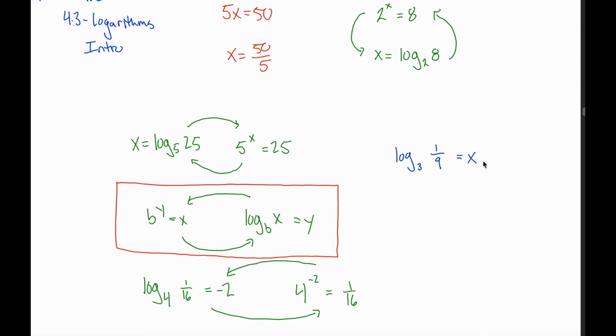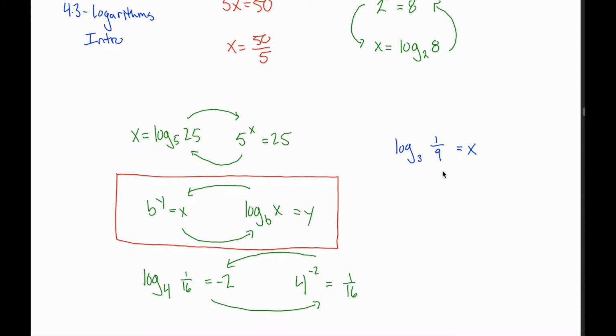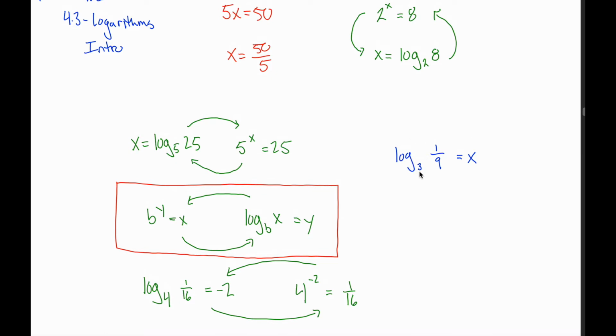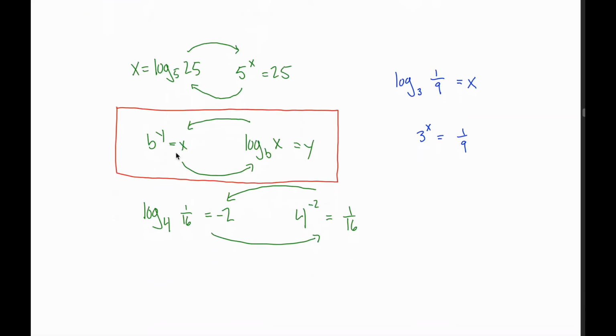What I now have is a logarithmic equation, and logarithmic equations I'm able to change into exponential equations. Note that before I gave it a name, before I called it x, I didn't have an equation, and without an equation, I can't change it into an exponential equation. But now that it is an equation, I can. I know that the log base 3 of 1/9 equals x is equivalent to 3 to the x power equals 1/9. Maybe you're using this red box for that.